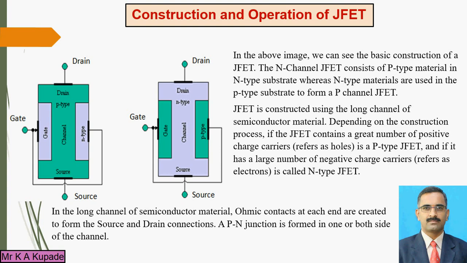And the PN junction is formed on both sides of the bar by substituting the opposite type of material substrate, right? This is the construction of this particular JFET, which may be a p channel or an n type channel.